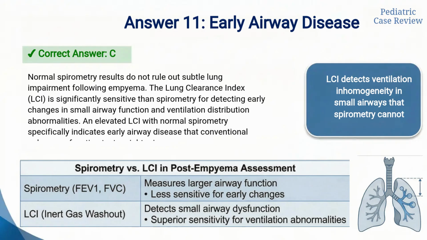An elevated lung clearance index with normal spirometry specifically indicates early airway disease that conventional pulmonary function tests would completely miss. This is because spirometry measures larger airway function and is less sensitive for early changes, while the lung clearance index detects small airway dysfunction in the peripheral airways that are not captured by standard forced expiratory volume measurements. This has important implications for long-term monitoring of children after severe respiratory infections.